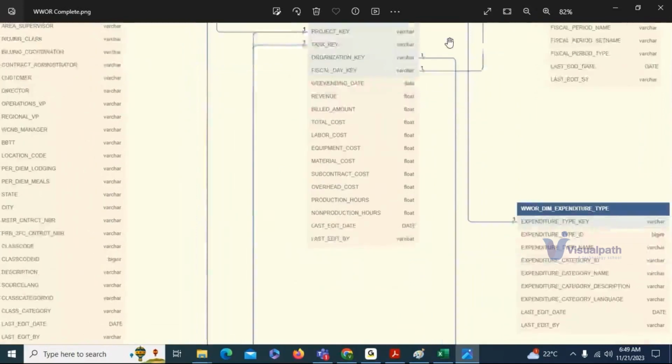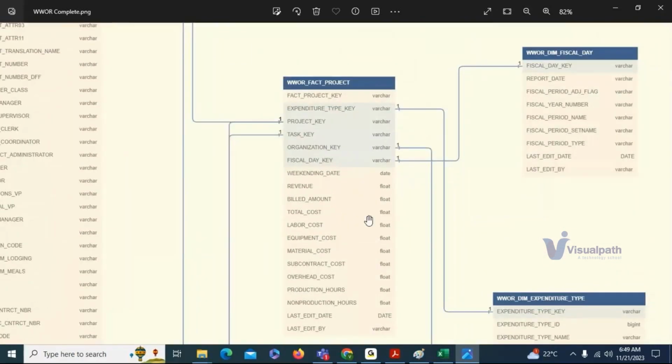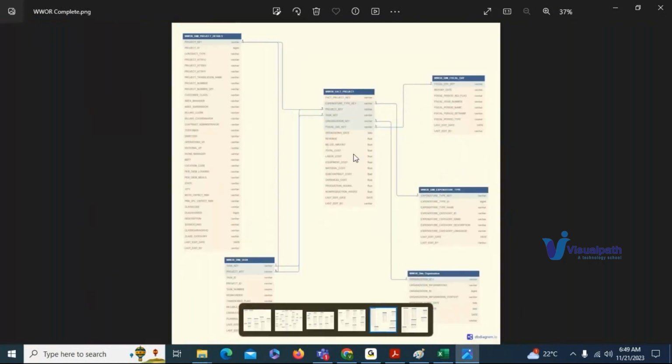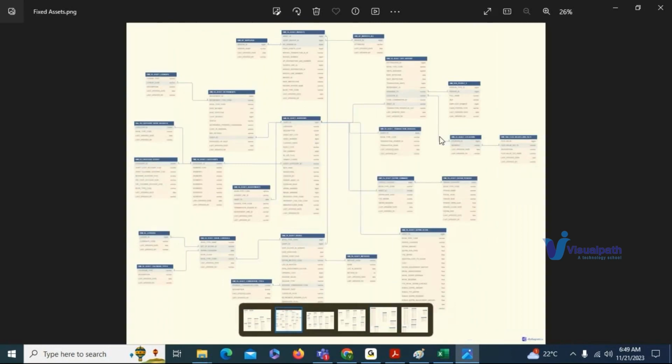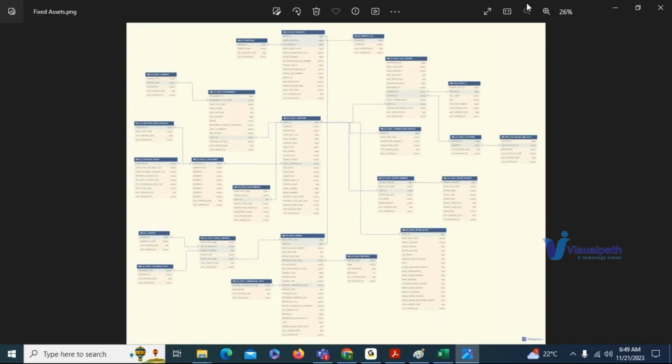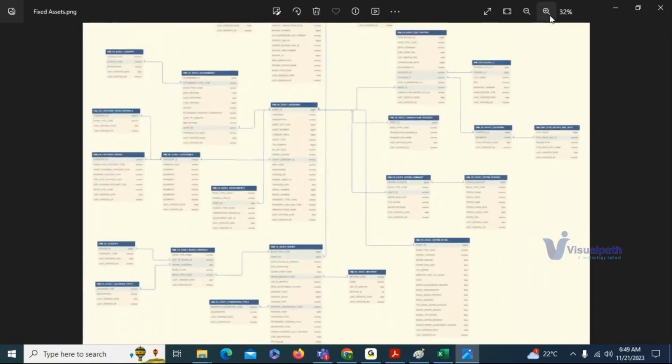You need to create this. If you see here, everything is directly related to the fact. This is the star schema. If things are not directly related, it gets more complex. Look at this. Not every table is directly related to the fact.